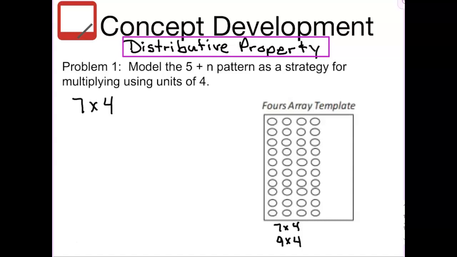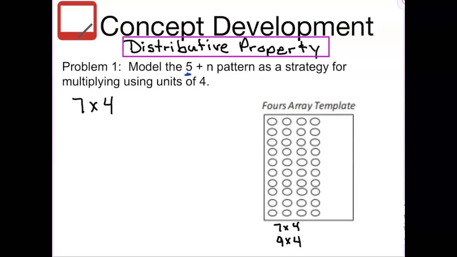The first problem we're going to do together is 7 times 4. We're always going to start with 5 times something. You should have your 4 arrays template in front of you. If you don't, please get it from your binder, put it in your whiteboard sleeve, and get your whiteboard marker and eraser. If you need, pause the video and go get those materials. You'll need them for the lesson.